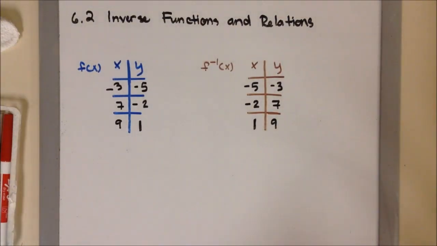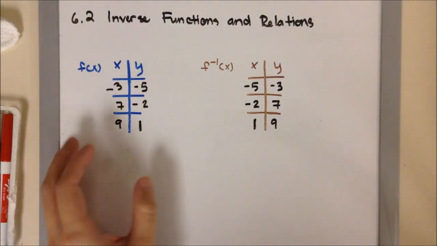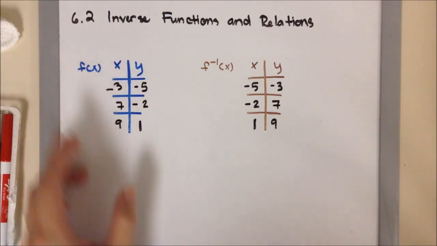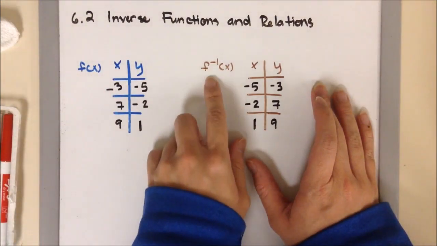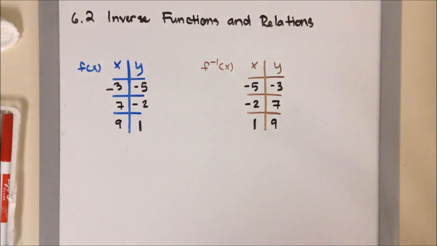In this part, we're going to talk about inverse relations. In this section, we're going to be talking about our x and y table. On the left, we have the xy table for the f of x function. On the right xy table, we have f to the negative 1 of x, which is a symbol meaning the inverse function.